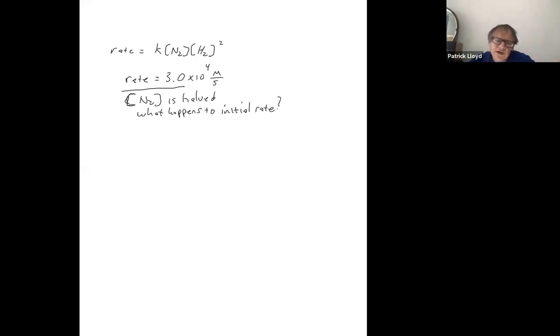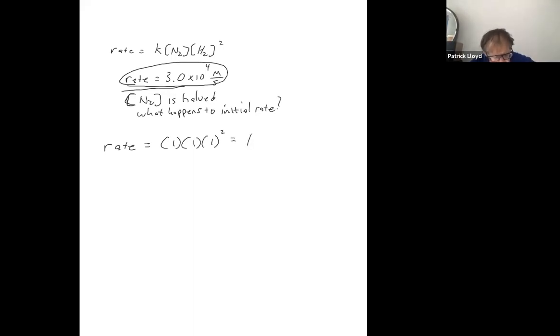There's different ways in which you can approach this problem. One way to approach this problem is just to actually put numbers in. So where the rate is 3.0 times 10 to the 4th molarity per second, you could just go ahead and put in a number for everything. So suppose I put in 1 for K, and suppose I put in 1 for the concentration of N2, and then I put in 1 for the concentration of H2. I'm just putting in numbers. I made the number up. Well, that would just be 1, right?